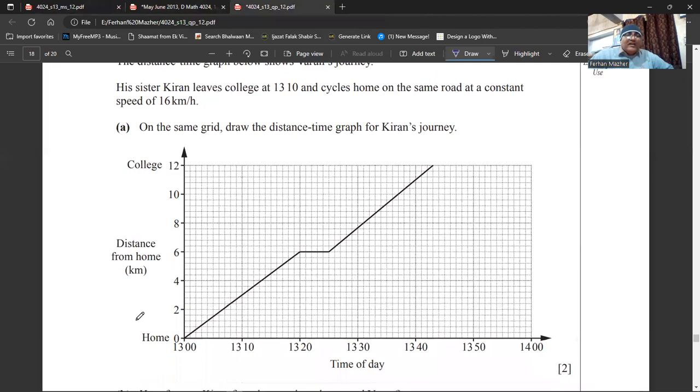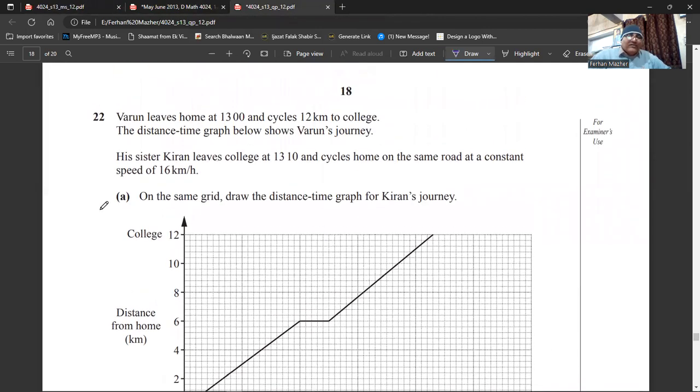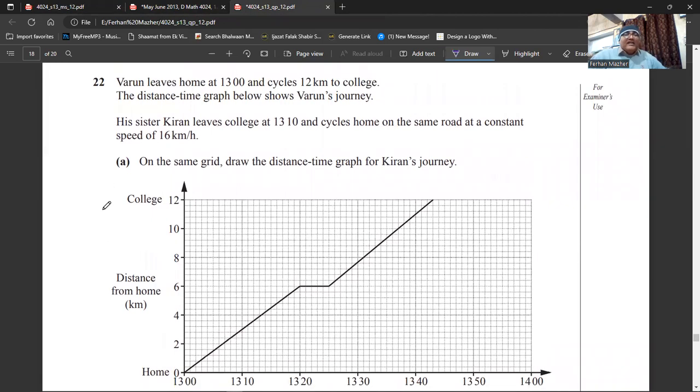And here we have 0, it is his home. The college is 12 kilometers away. And he starts the journey at 1300. He goes, then he rests, and then he again goes. The distance time graph below shows Varun's journey.